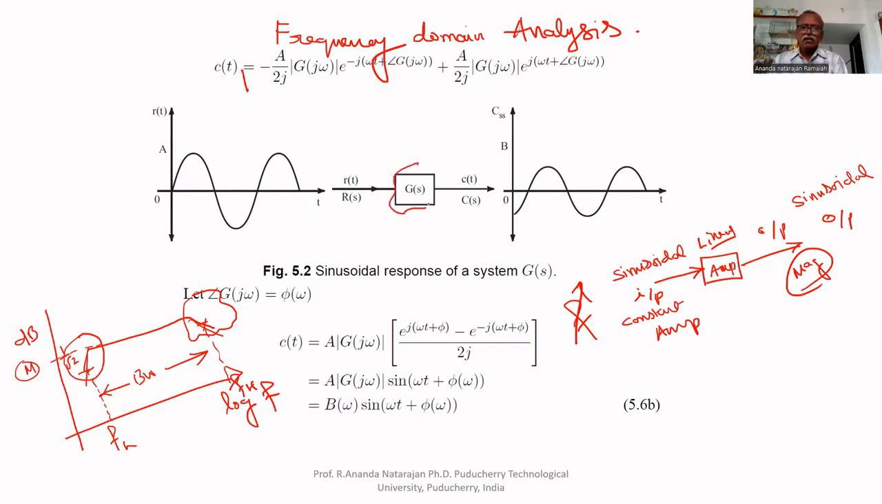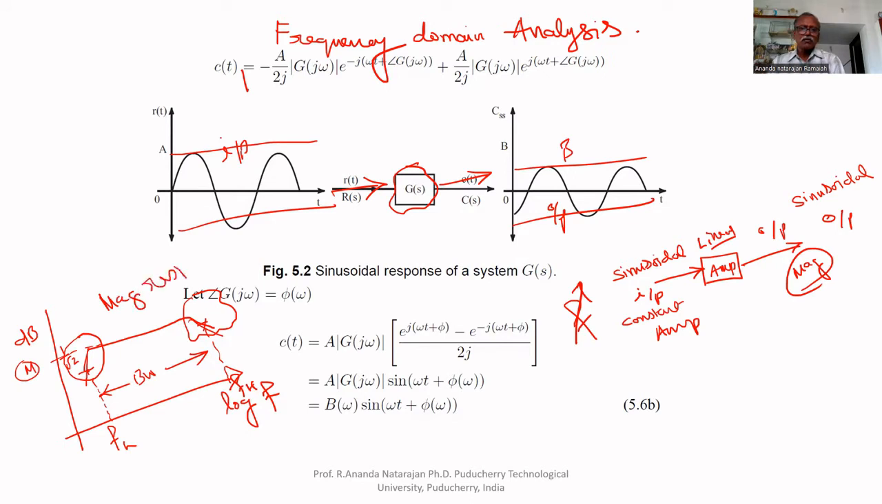Here, this is the transfer function. You are giving a sinusoidal signal as input and getting a sinusoidal signal as output. This is the input signal and this is the output signal. For the given frequency, the input amplitude is A, but the output amplitude we got is B. This is called the magnitude response.